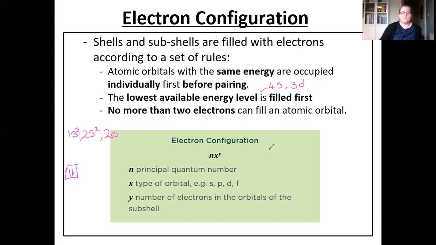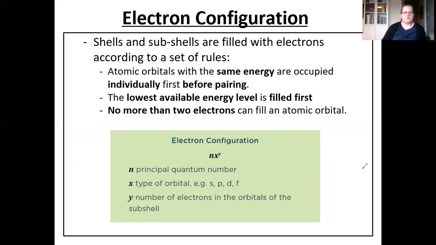So for example, we could have 1s2, which means our 1 is our principal quantum number. It's the first energy level, our first shell. s is the type of orbital, and then the little 2 is the number of electrons in the orbitals of a subshell. So that means that s subshell holds 2 electrons. We could also have 2s2 and 2p3. Energy level 2 this time, s orbital, 2 electrons in the subshell. Still on energy level 2, but now we're on p orbital, which has slightly higher energy than our s orbital, and this time we've got 3 electrons in that orbital. So that's what this notation means.